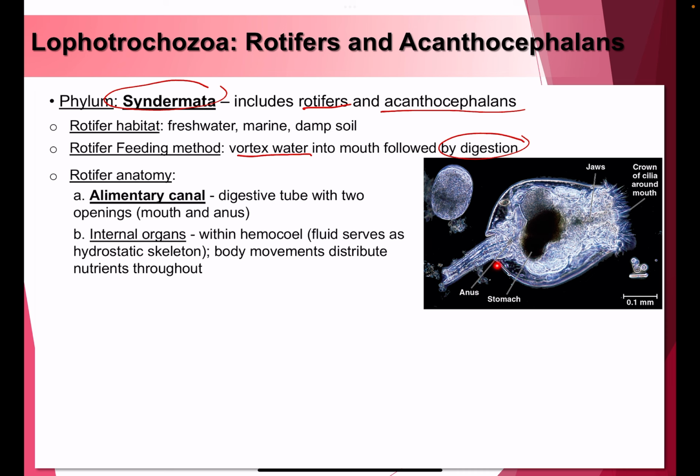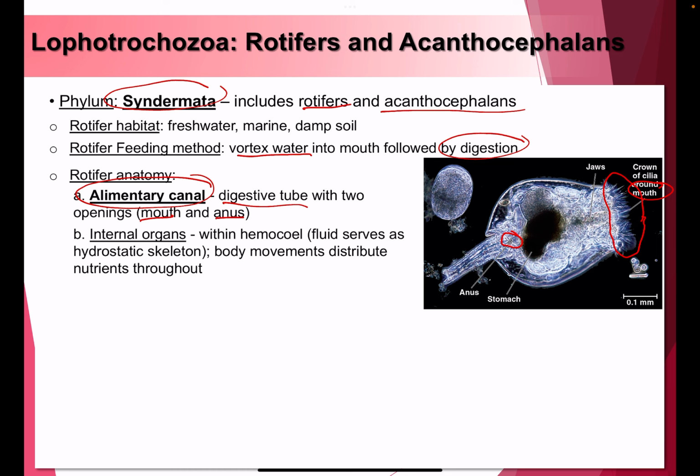Rotifers are microscopic animals that look kind of like this, and they do have an alimentary canal. Alimentary canal is defined as a digestive tube with two openings. One end of the tube is the mouth. The other end of the tube is the anus. So for this rotifer species, here's the mouth, right here, and then here's the anus right there that allows food to be dislodged out into the environment. So food from the water gets vortexed in through the mouth, and then goes through the alimentary canal and out the anus.